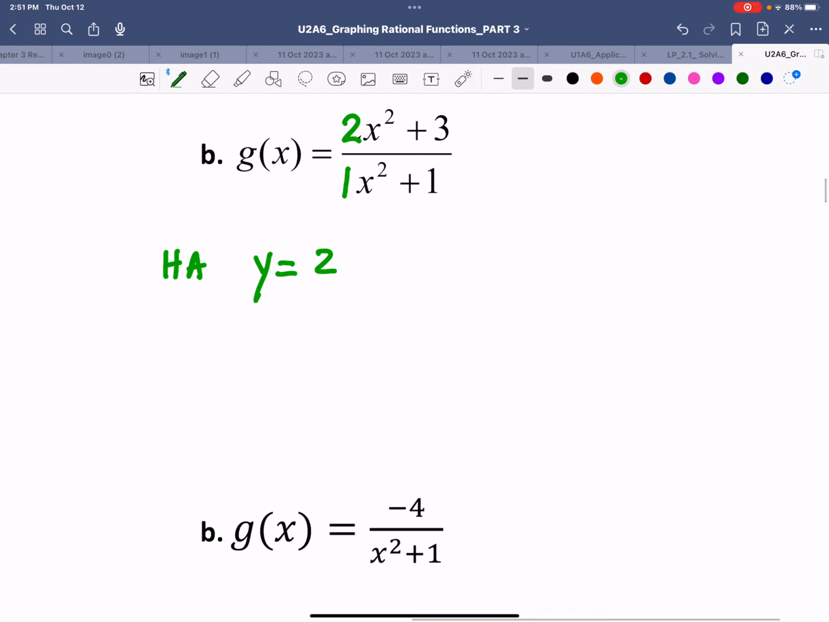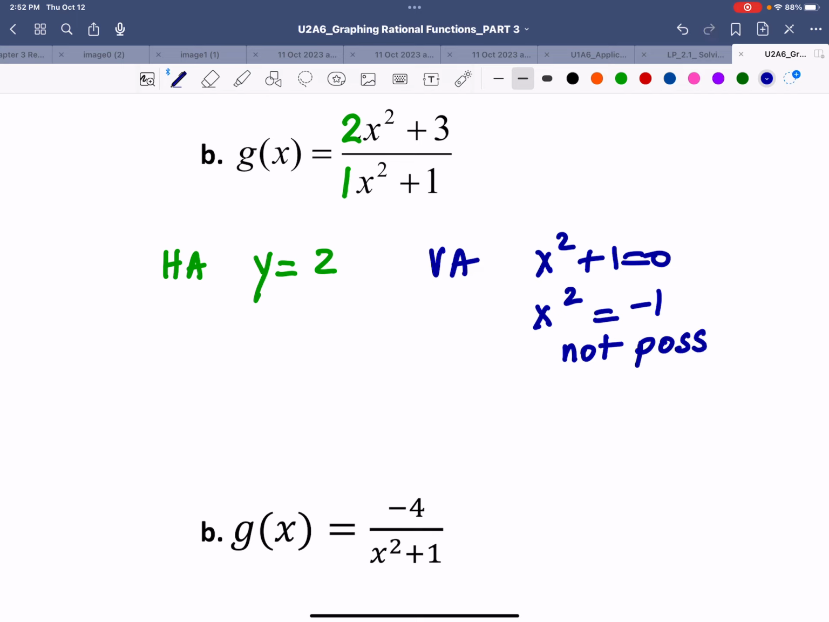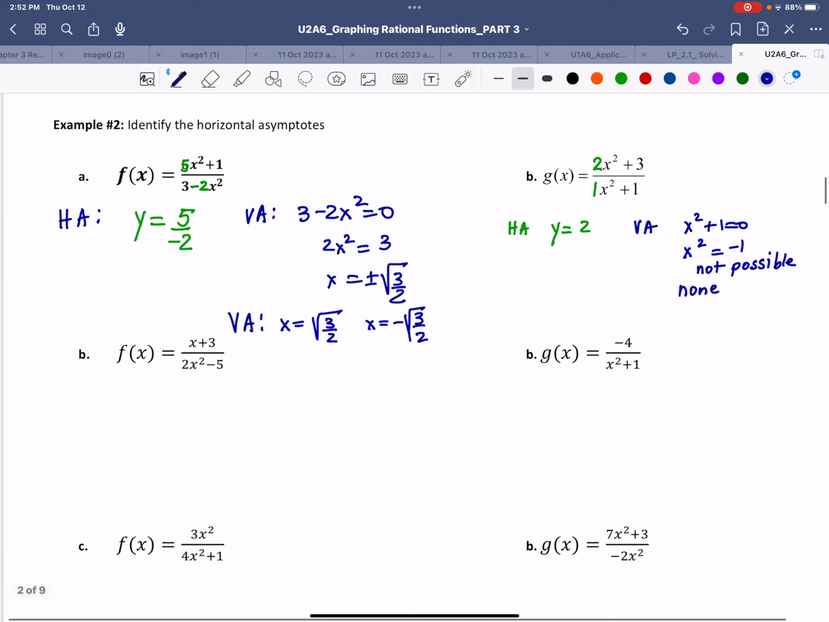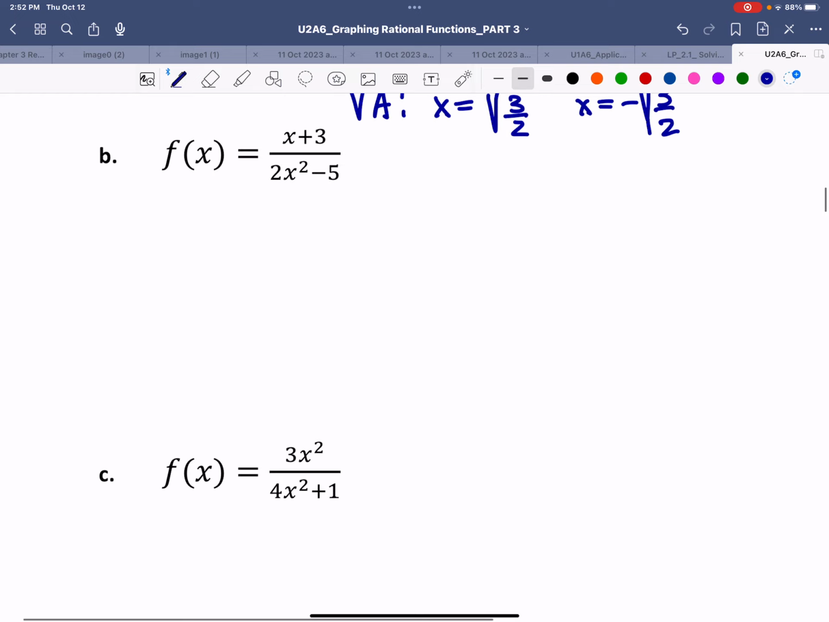For vertical asymptotes, we'll make the denominator equal to 0 to find the restricted value, so that means x squared must equal negative 1, and this is not possible. So if this is not possible, it means that the function doesn't have restrictions. It means that there will be no vertical asymptotes. And that can happen, and we've seen graphs of functions with no vertical asymptotes.